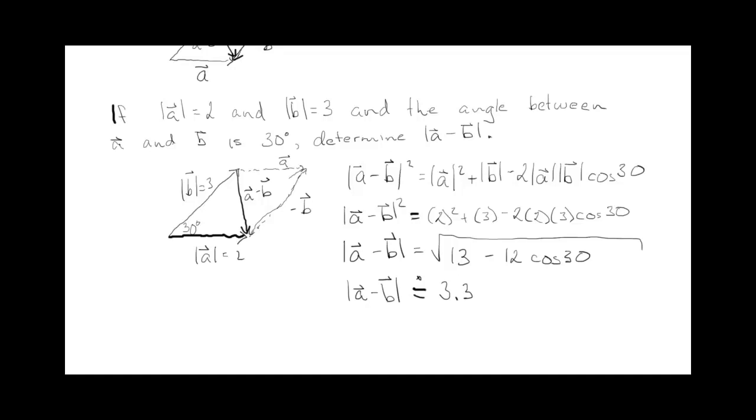So notice this is very, very similar to how you get the magnitude of the sum. The only difference is in this case you're using this angle, which is the angle between a and b, whereas when you did the sum you had to use this angle, because basically you're looking for the opposite diagonal in the parallelogram.